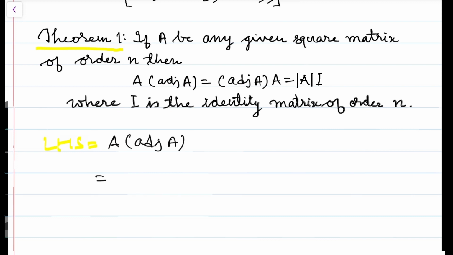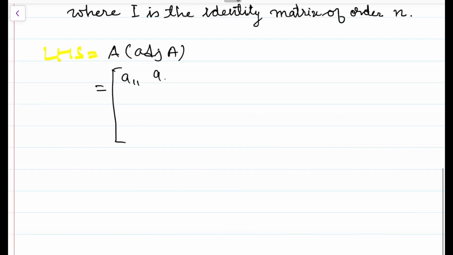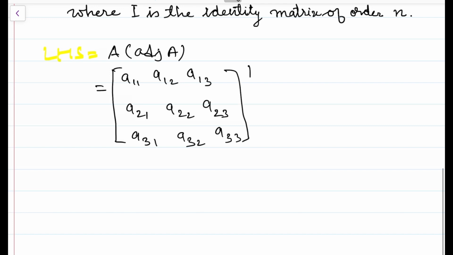Here LHS is equal to A into adjoint of A, which is the matrix a11, a12, a13, a21, a22, a23, a31, a32, a33 into the adjoint of A, with entries A11, A12, A13, A21, A22, A23.